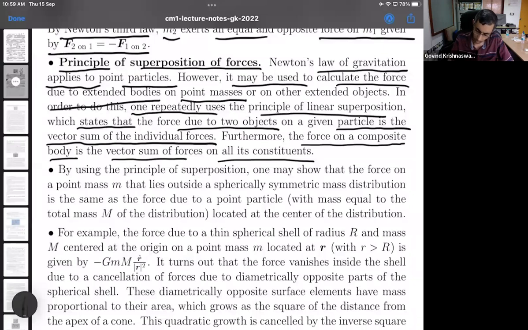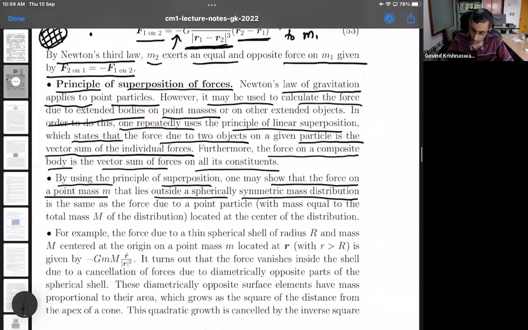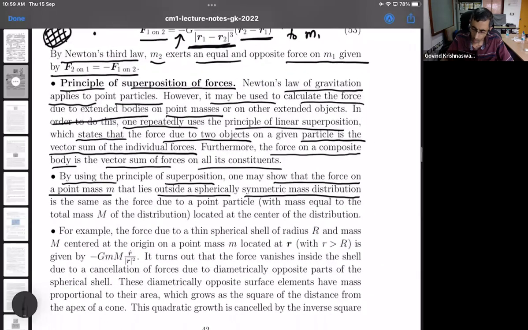So one nice result is that by using the principle of superposition, one may show the force on a point mass that lies outside a spherically symmetric mass distribution. Okay, so this is something we frequently encounter. Suppose you have a spherically symmetric mass distribution. It has some center. So when I say spherically symmetric mass distribution, can you say what I mean by that? How would you make that precise?